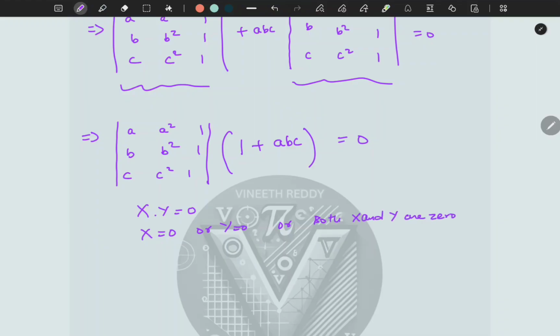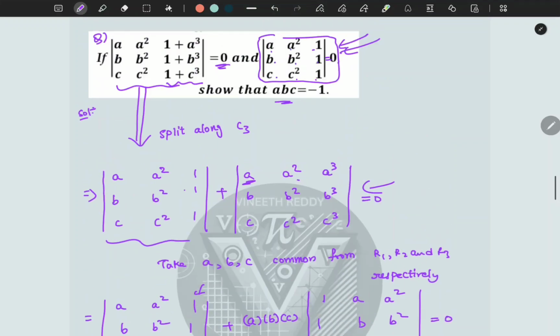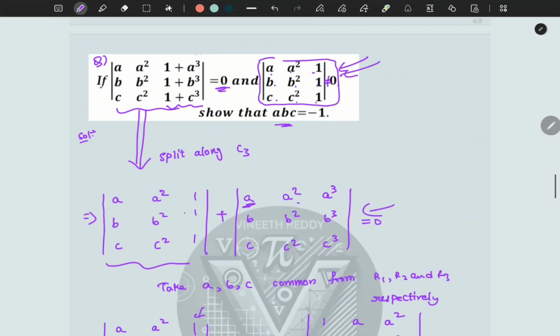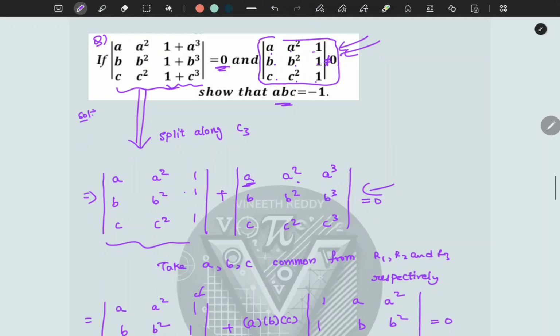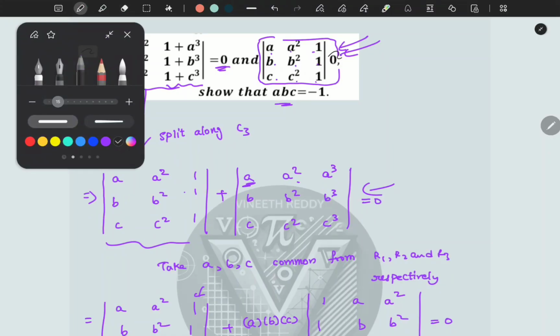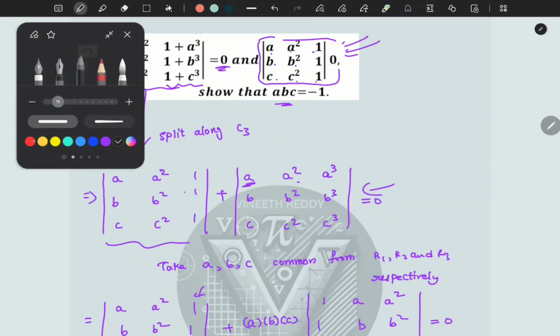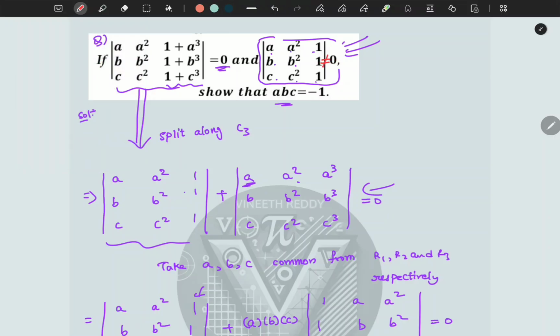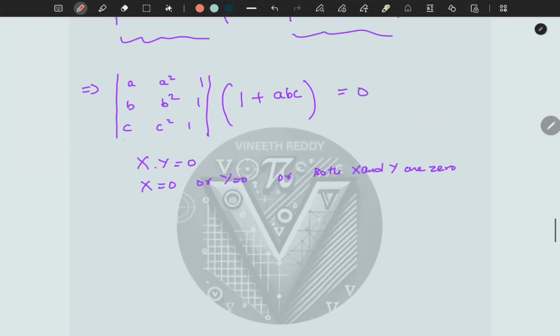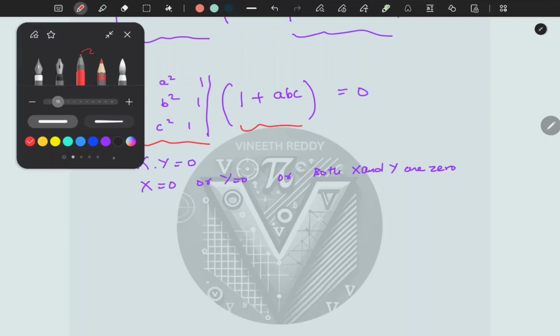But in the question, this should not be equal to 0. Okay, please make a note of it. So the question is telling that this is not equal to 0, right? So since this is not equal to 0, that means x is not equal to 0. That means y should be 0. I hope you understood this.